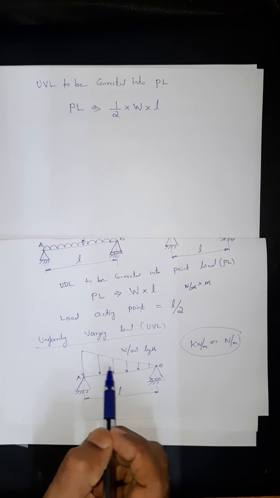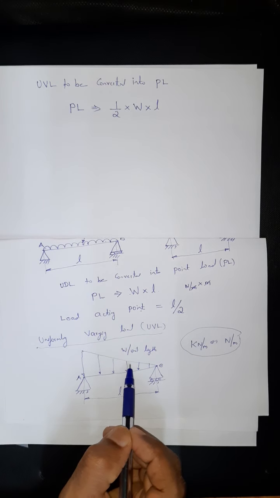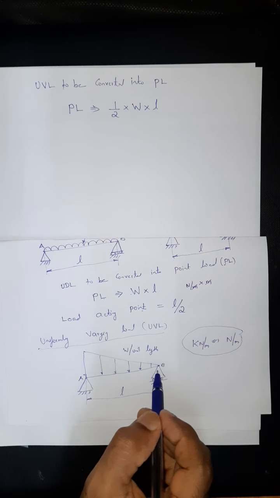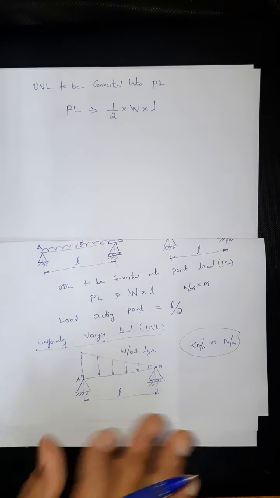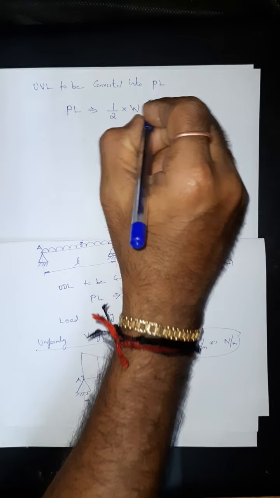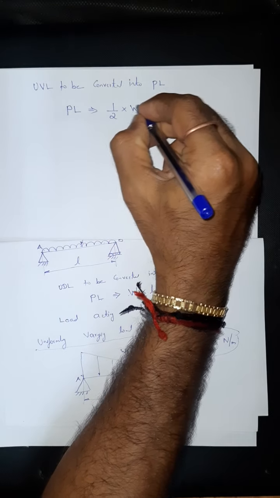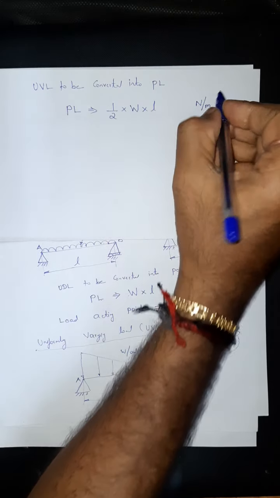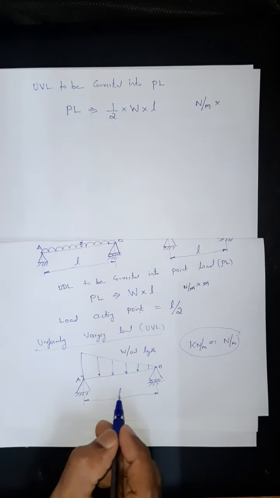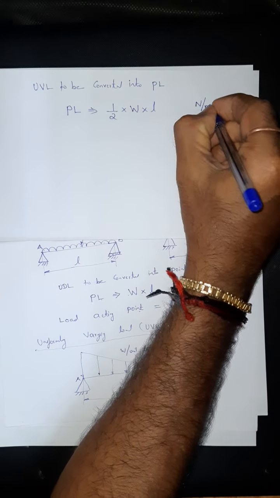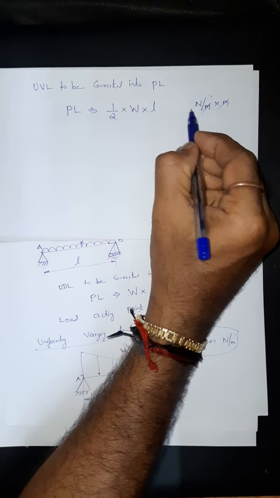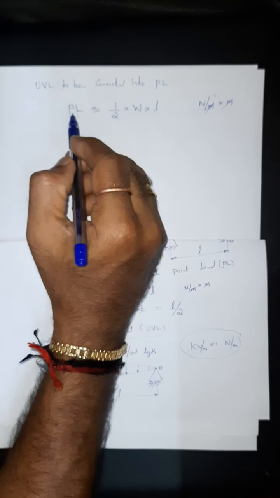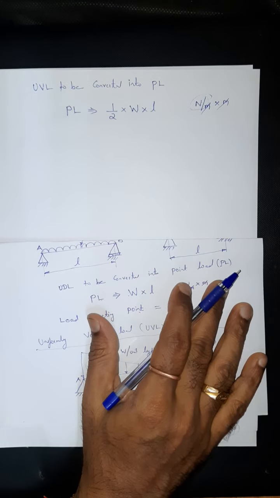So, W is nothing but the intensity of the load and L is the length between the supports, got it. So, if you substitute the units here, W would be in Newton per meter or kilonewton per meter, and L, that is the length, should be in meters. So, if you cancel it, you will get the unit of the load in Newton. So, that would be the point load, right.